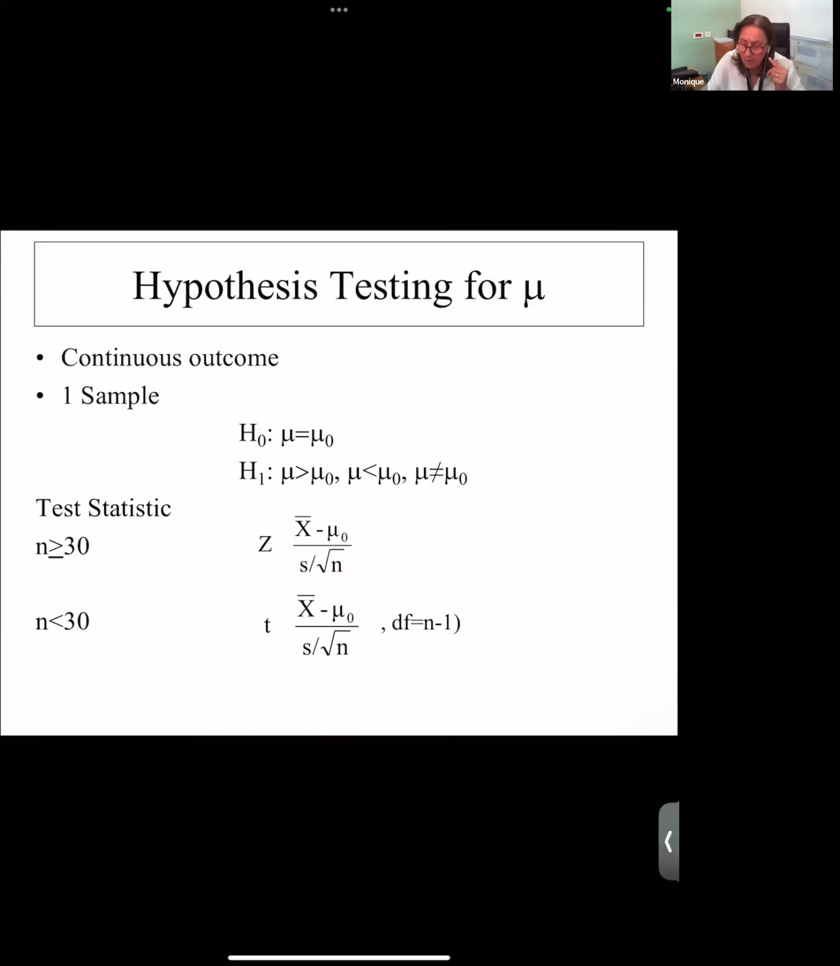So let's take how to do it with one sample. Okay, we're going to consider first a continuous outcome. Give me example of continuous outcome.